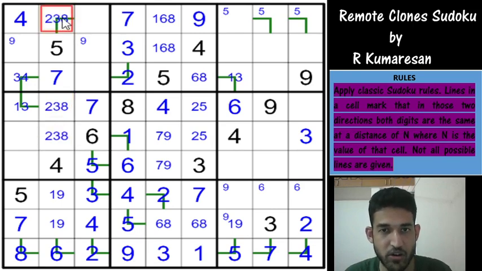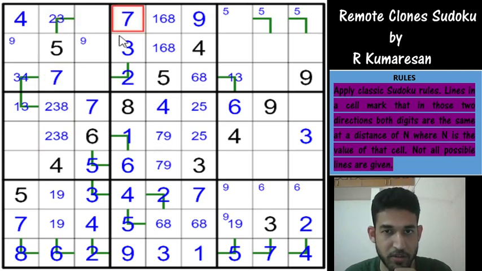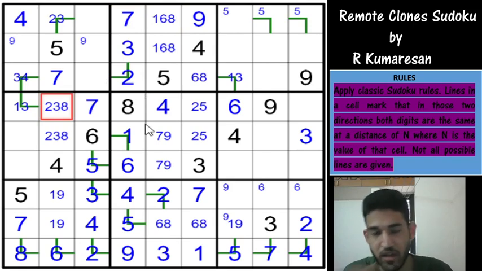And 8 is obviously ruled out from here because you'll step outside the grid. So this is 2 or 3. 2 is possible and even 3 is also possible. And you have the 4 here, right? Which means that this is a 3.